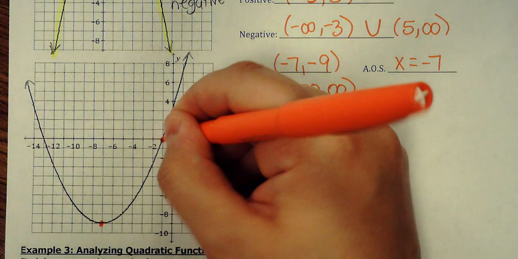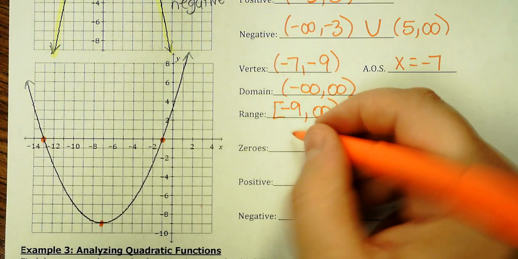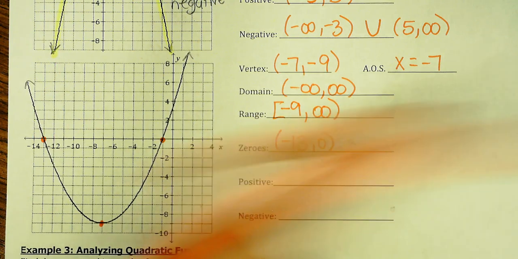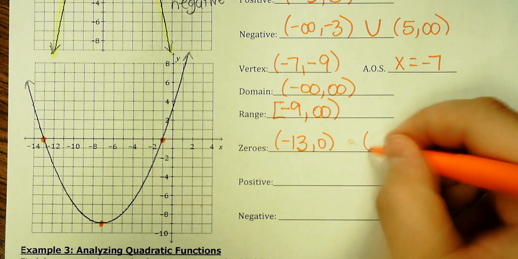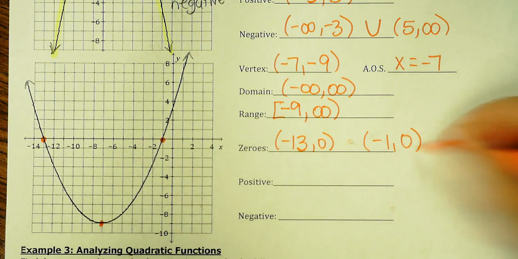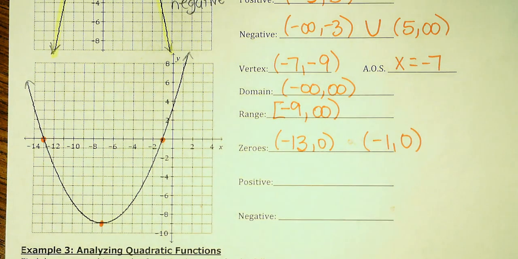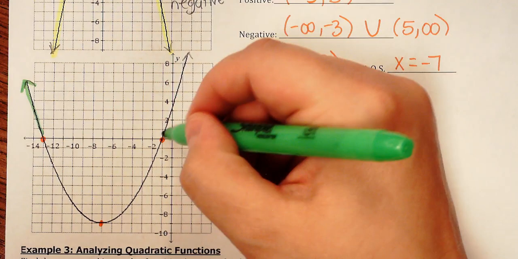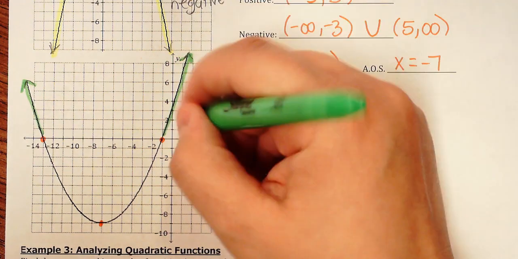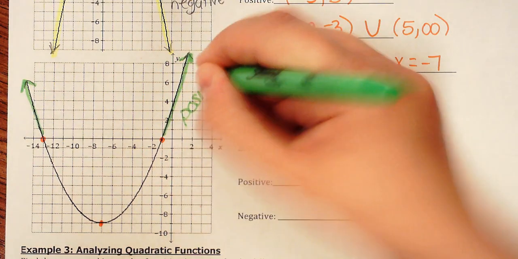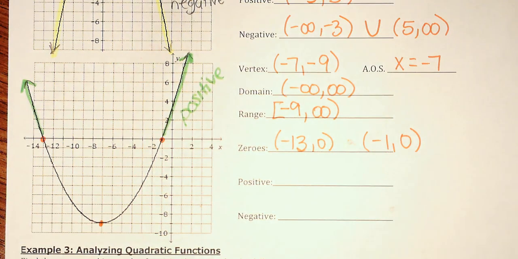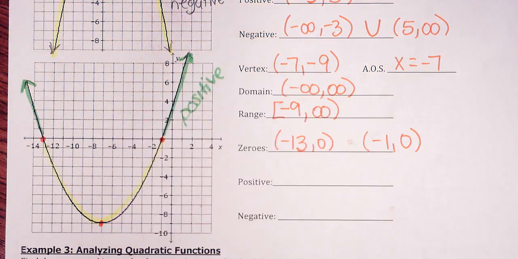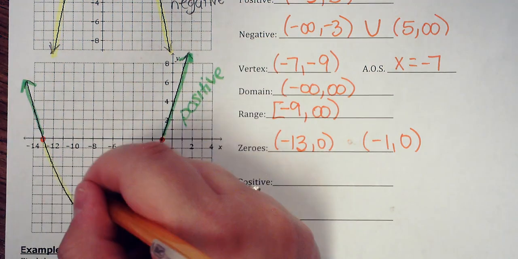Now, the zeros are really important when you're doing positive and negative intervals. So -13, 0 is this 0 over here. And -1, 0 is our other value. And on this graph, these two pieces are positive because they're above the x-axis. And here, this whole loop down here, all these y values down here are negative.